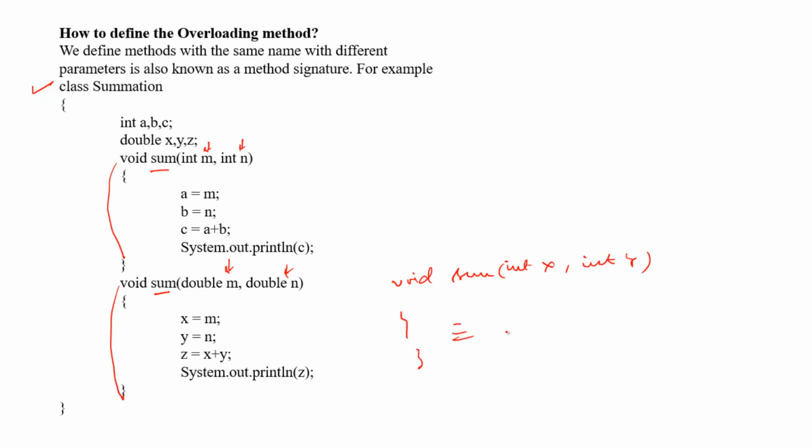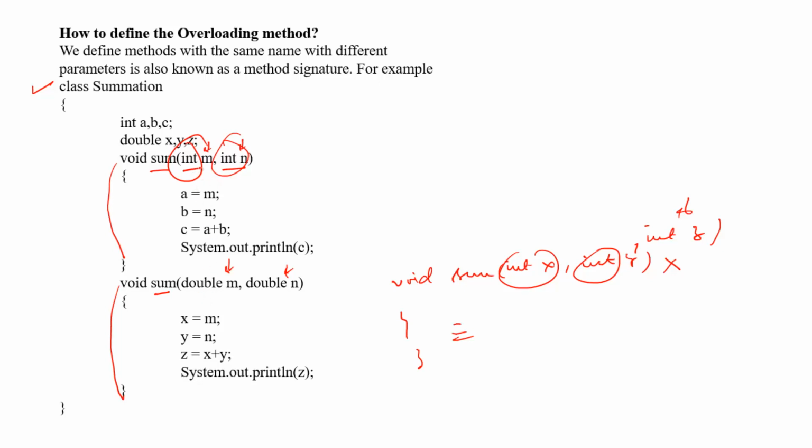If some code is there, this will not be accepted because it will give an error, because it's already defined with int and int. But yes, if you give another int value here, say z, it will be accepted because it has a different signature. Here one more parameter is there, here there are two parameters, so it will be accepted. But another method with two parameters of the same data types, integer and integer, will not be accepted. So the data types must be different, or the signature must be different.